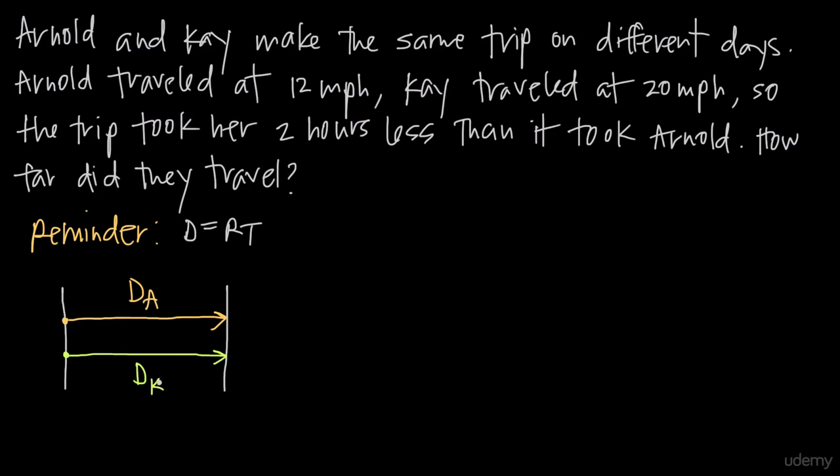Because they made the same trip and we know that they traveled the same distance, we can go ahead and say that d sub a, Arnold's distance, is going to be equal to d sub k, Kay's distance. Now we know that distance is equal to rate times time. So when you look at this formula, what we want to realize is that we can make a substitution, right? We know that d is equal to rt, so we can use these interchangeably. So instead of saying distance, we can say rate times time.